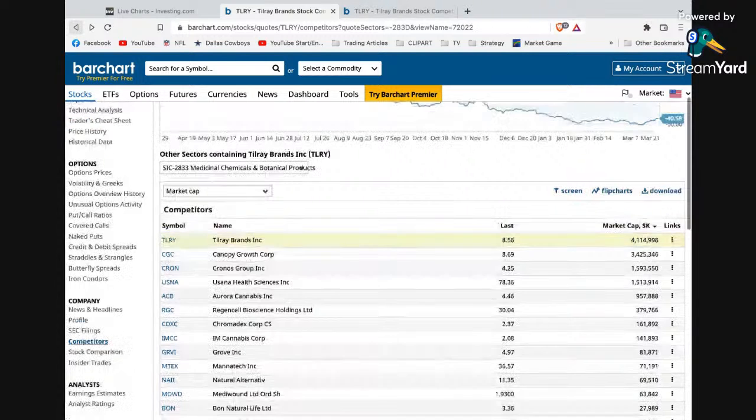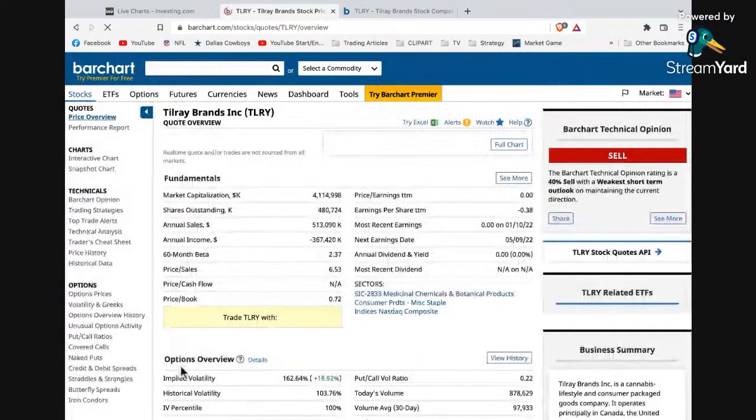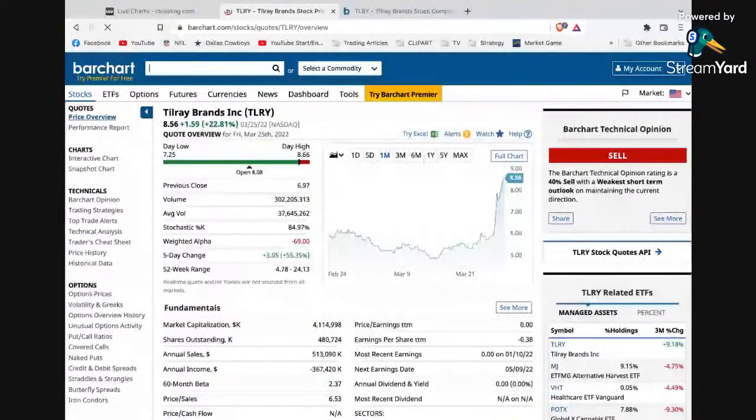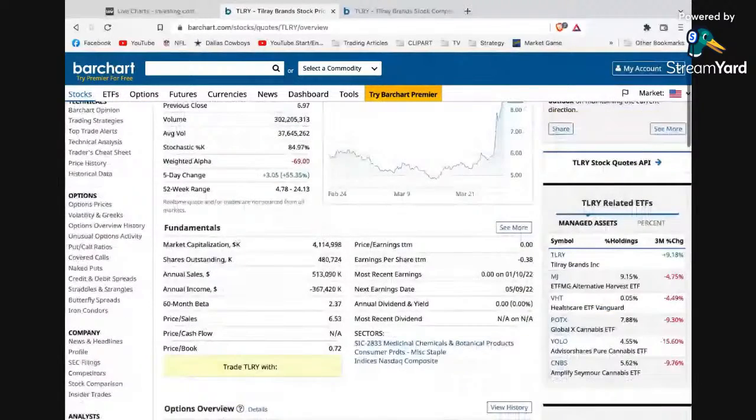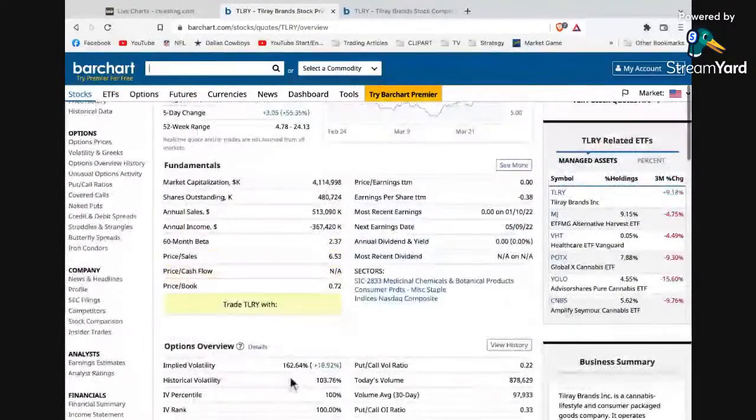Let's go back one. I want to show you where it is in the industry. I think this is what I want. This is Barchart. The site is too great not to use. We are looking at TLRY. For you fundamental folks who want to see some earnings data and that kind of stuff, there you go. But I wanted to show you the industry that it's in. It's in the medicinal, chemicals, and botanical products, which is also a part of the consumer products within staples.